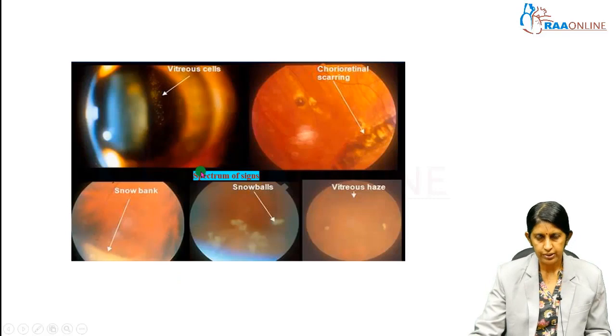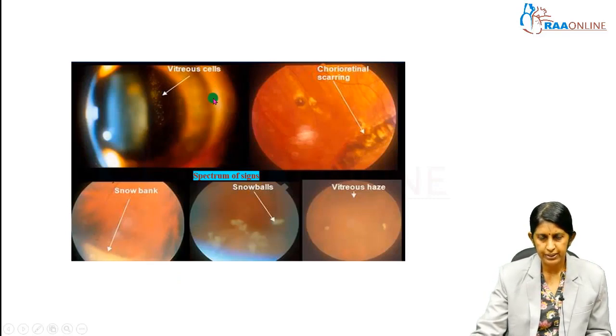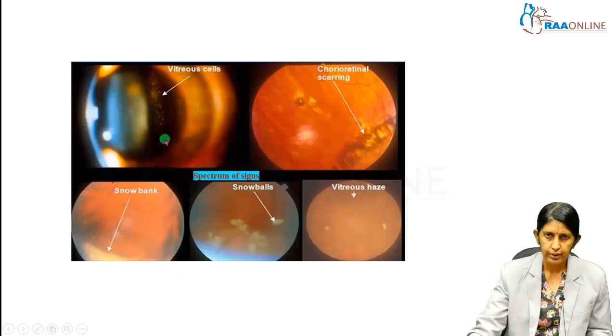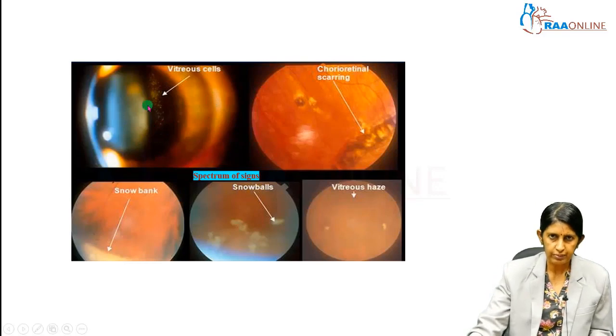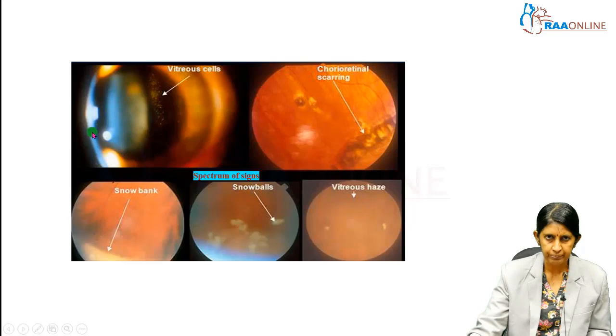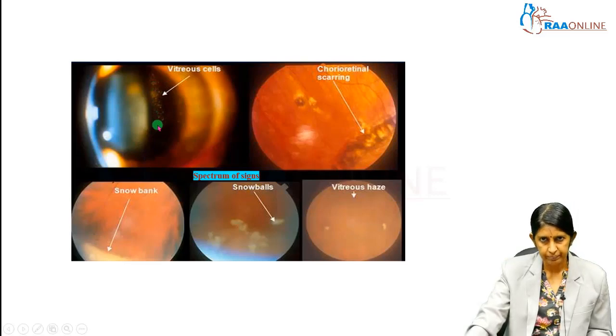So, this picture is just to show you the amount of activity and what we need to look for. So, this is exactly what I was mentioning in the previous slide about focusing the slit beam onto the vitreous. So, this is the cornea, anterior chamber, the lens, and you are focusing the slit beam onto the vitreous, and you can see very well that there are small aggregates of material which is the vitreous cell.